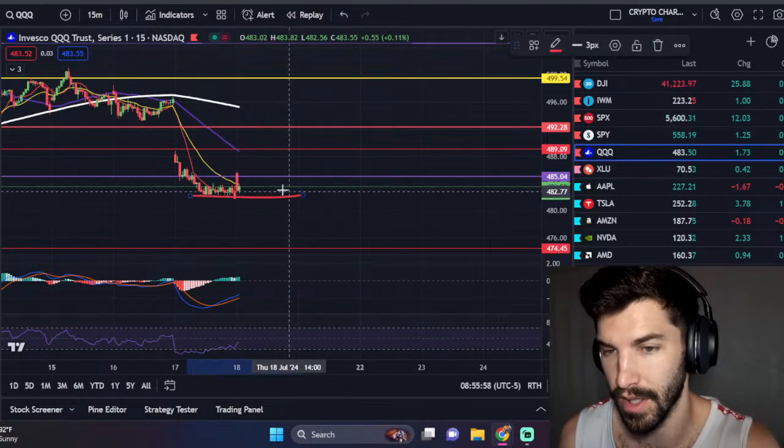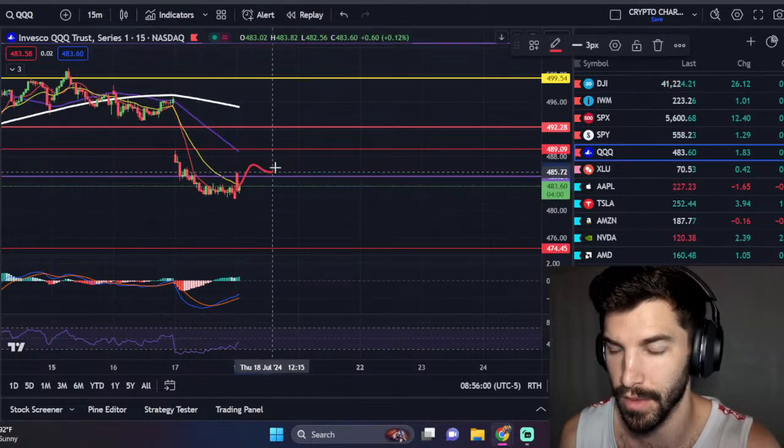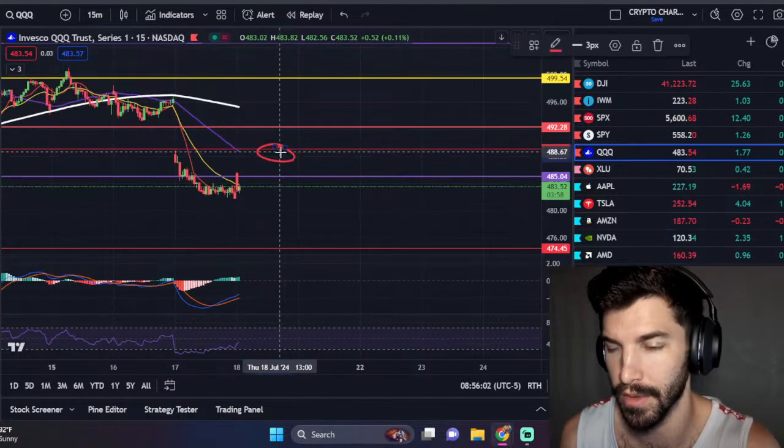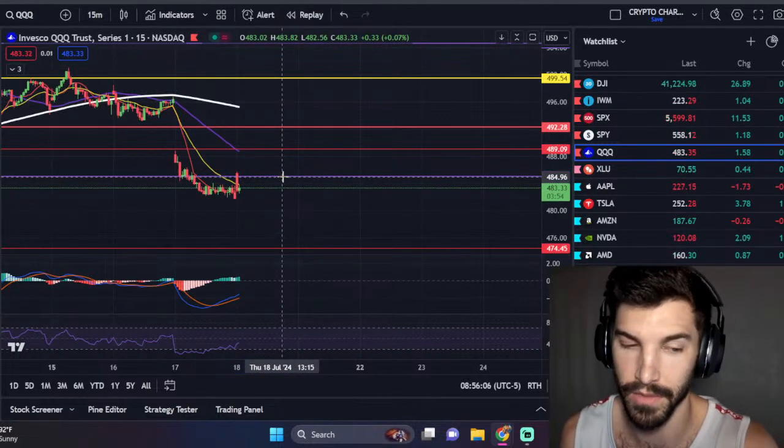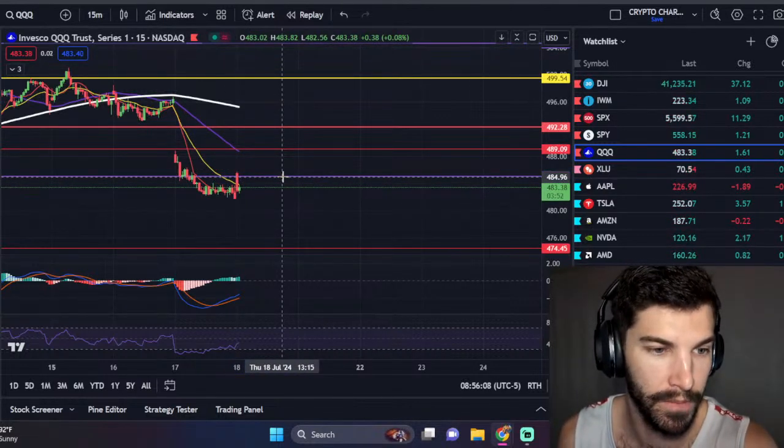So you're still trying to hold these levels, but you really need to retake that if we're going to see a bounce here up towards that daily expected move. Right now, you're just rejecting off of that resistance of the weekly expected move. Very, very cool.